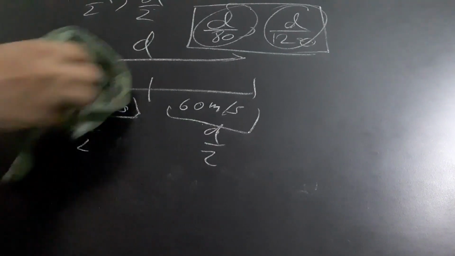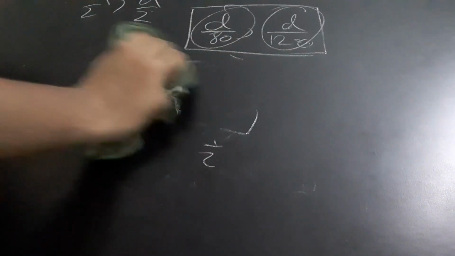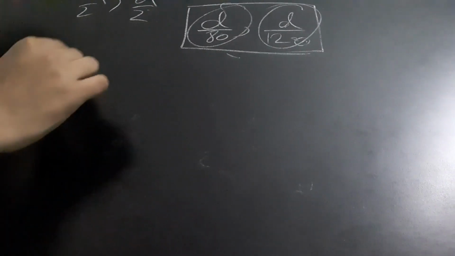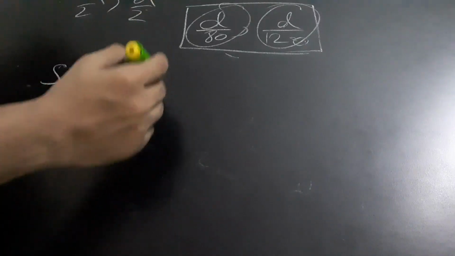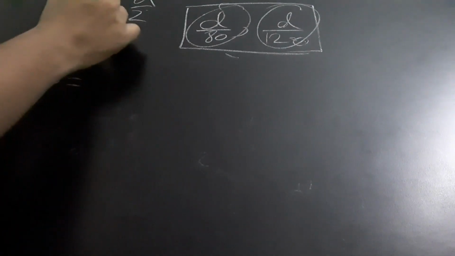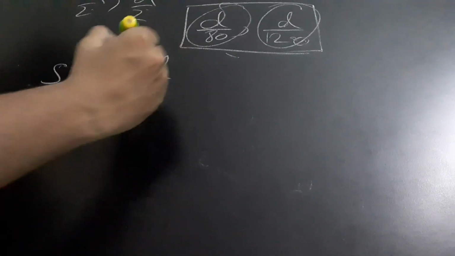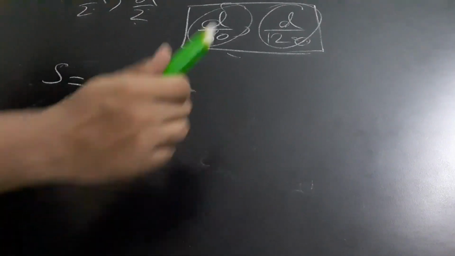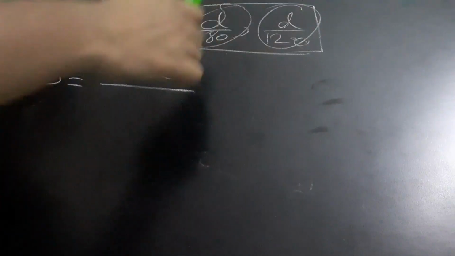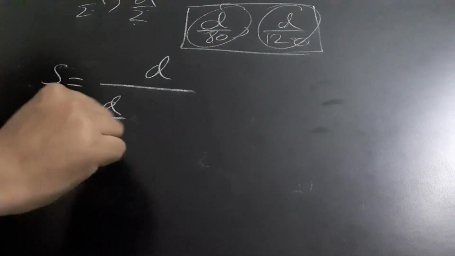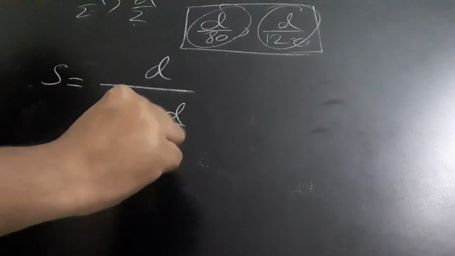We can now calculate the average speed. The average speed is nothing but total distance upon total time. So total distance is d by 2 plus d by 2, which is d, upon total time. These both are times taken. The total time is d by 80 plus d by 120.